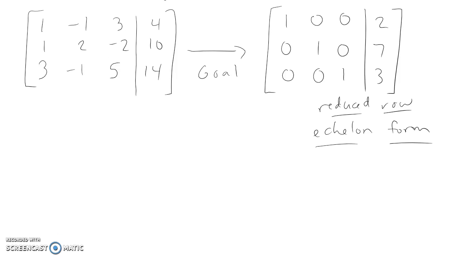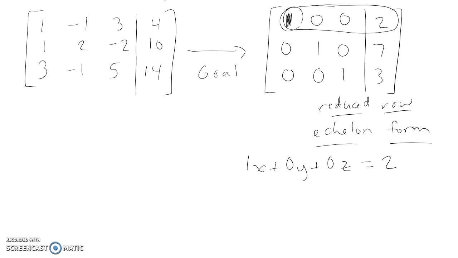Why would we want to do that? Well, remember that the 1 up here in the upper left corner stands for the coefficient of x. So what this top row says is that 1x plus 0y plus 0z equals 2. If we simplify that, we get x equals 2. So the value in the upper right-hand corner is the value of x, or whatever our first variable is.